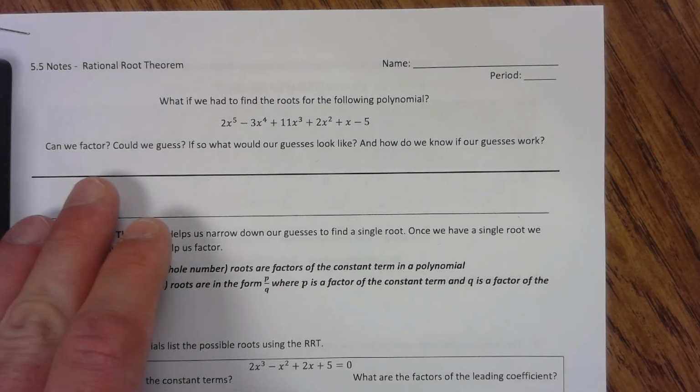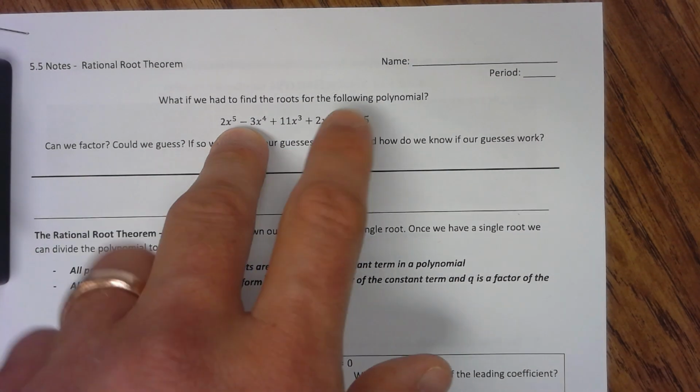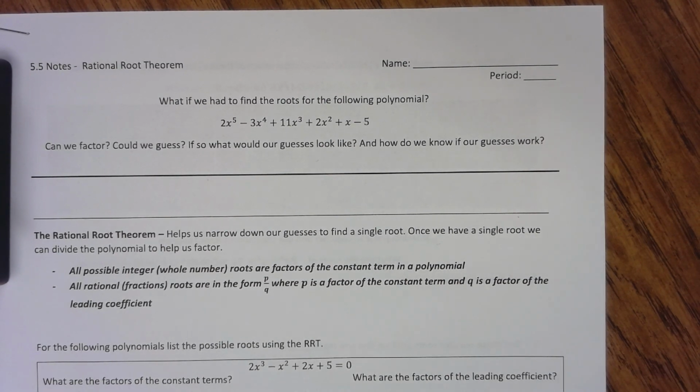Okay, so can we factor? No. Can we guess? Yes, we could guess, right? If we wanted to find zeros or solutions, we could plug in blindly just some x values and hope that we get y to be 0. That's not very efficient though, especially when we're looking for a total of 5 solutions. Okay, so we need a process to kind of pin these things down.